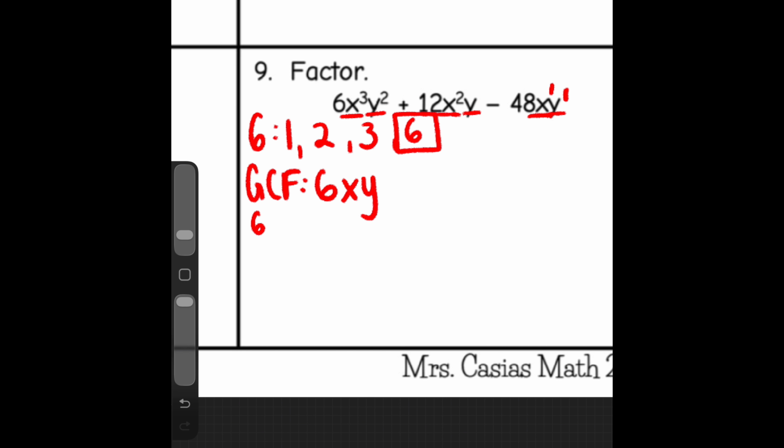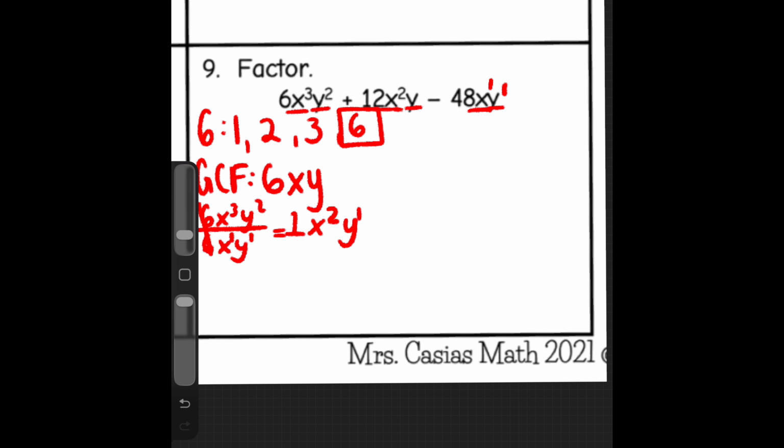So 6x to the third, y to the second, over 6xy equals: the 6's cancel out and we're left with a 1. X to the third divided by x to the first, remember, 3 minus 1 is 2, so we get x to the second. Y to the second divided by y to the first is equal to y to the first.